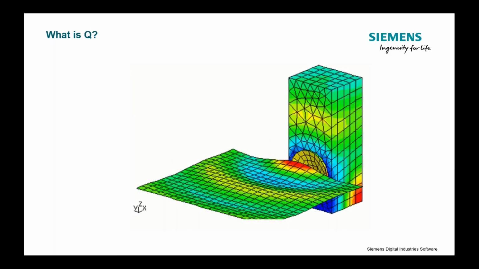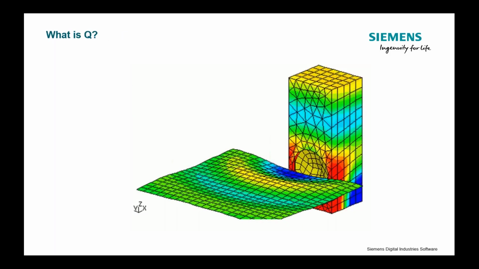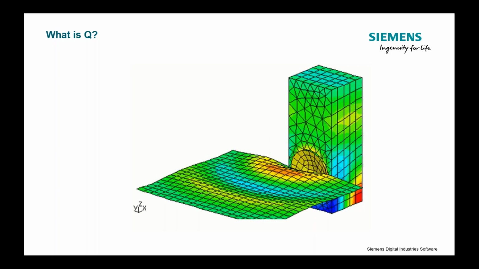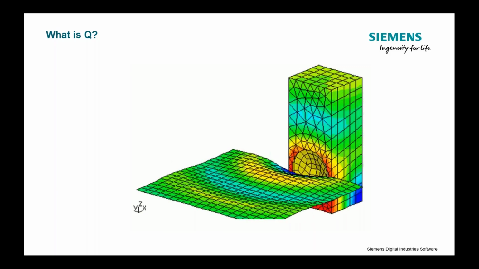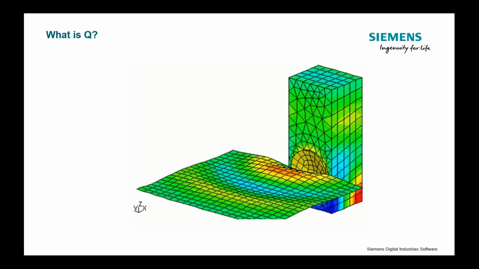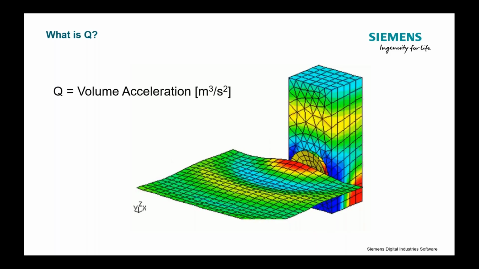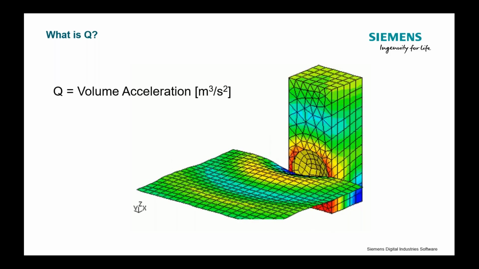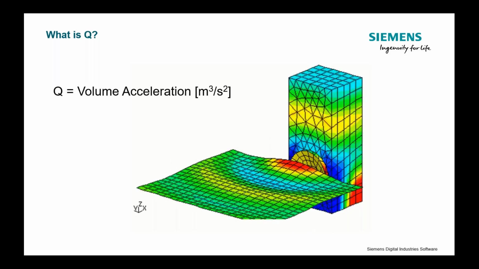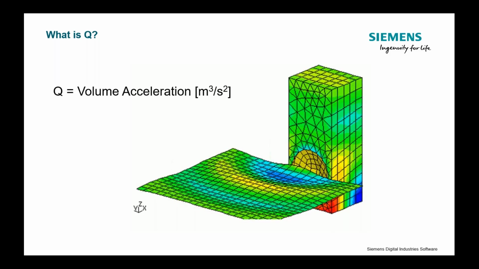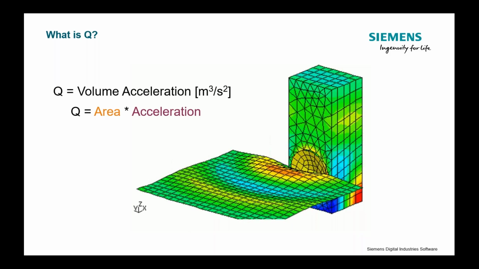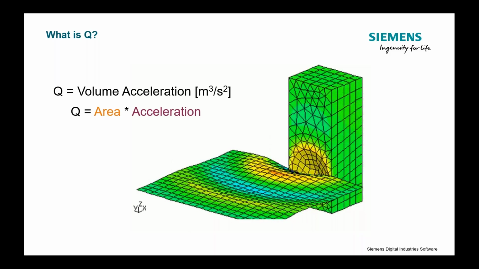So what is Q? Well, if I have this sound source, and in this case it's a speaker, and I want to understand the acoustic force coming out of this speaker, it's a noise source, I'm going to be trying to quantify or measure Q. Well, we said Q was a volume acceleration. Well, how do I measure volume acceleration? Well, let's break this down a little bit. Think of this as really an area multiplied by an acceleration.